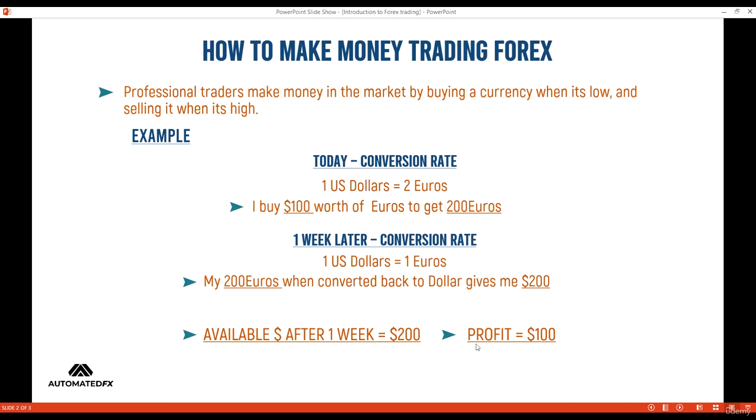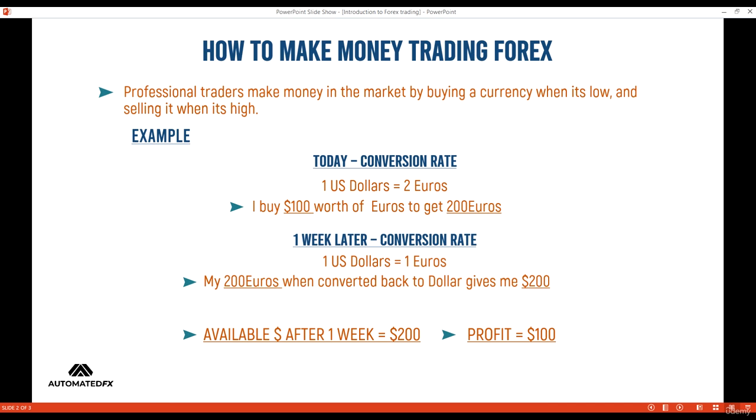So I've been able to make this profit by simply buying and selling at the right time, or at the best prices. So I bought euro when euro was cheap, when euro was down. That's when $1 equaled 2 euros. I bought $100 worth of euros to give me 200 euros, and when euro rose up, I sold it to make a profit of $100. So right now I have $200. So that's basically an example of how we make money trading Forex.